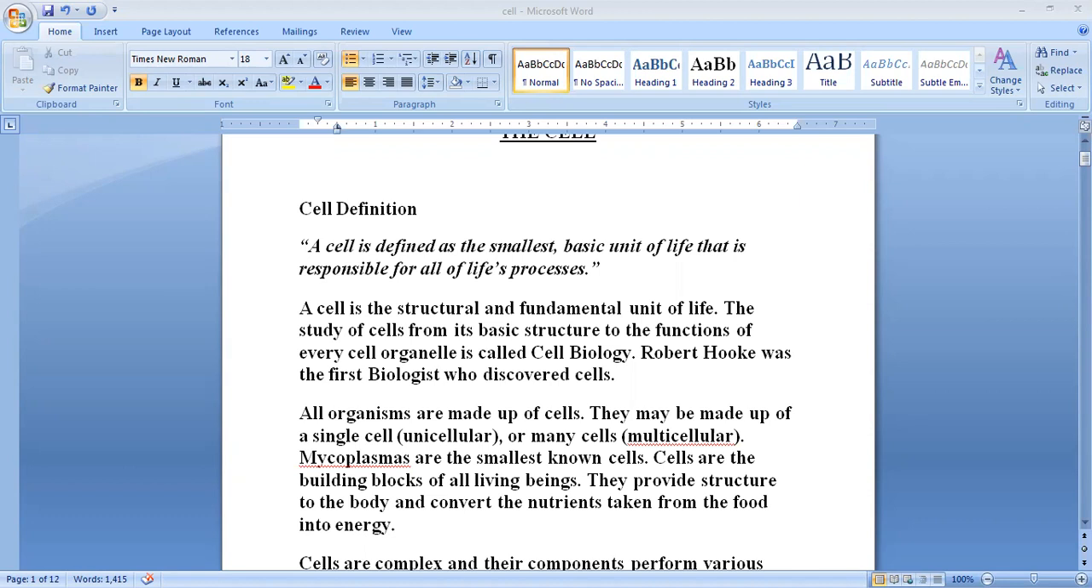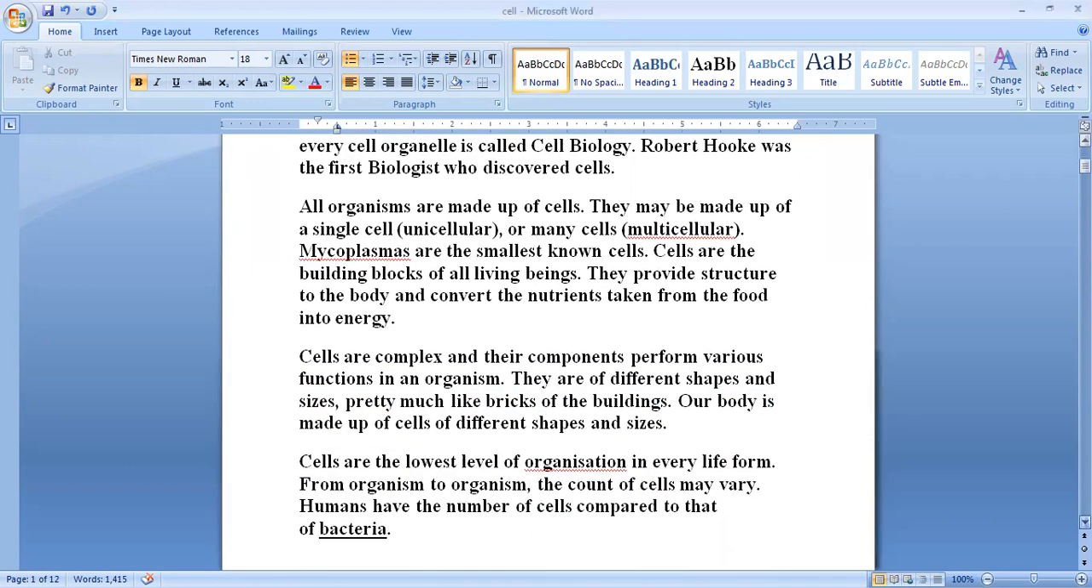Now Robert Hooke was the first biologist who discovered the cell. We all know all organisms are made up of cells. They can be single-celled like bacteria or multicellular like a tree. Mycoplasma are the smallest known cells. Cells are the building blocks of all living beings. They provide structure and convert the nutrients from the food into energy. They are complex and their different components perform different functions.